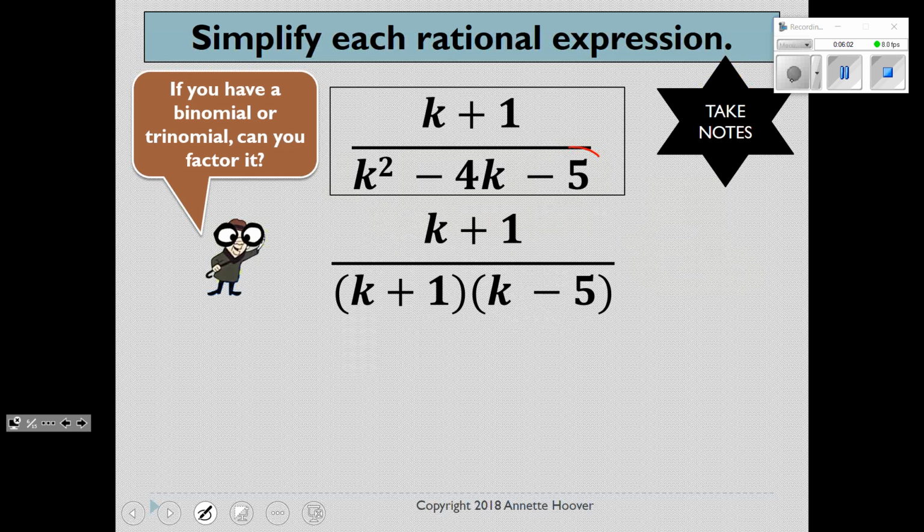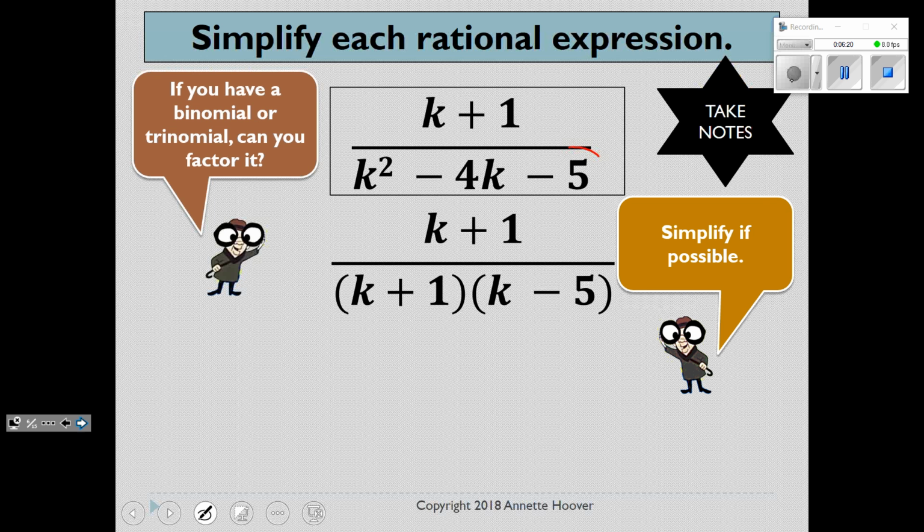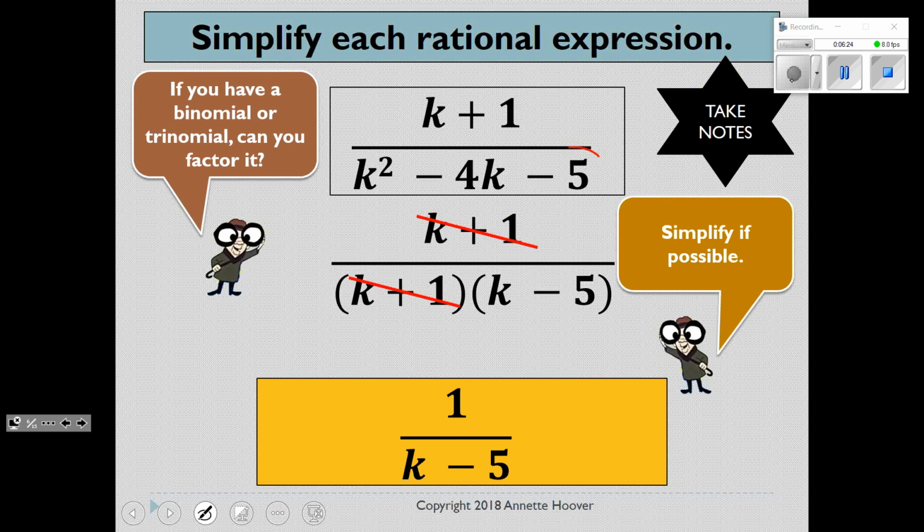So that leaves us with k plus 1 on top, and then on the bottom we factored it to k plus 1, k minus 5. Now on the top we have a binomial. There's no parentheses, but since it stands alone, we understand that it has invisible parentheses around it, so it can cancel out with the binomial on the bottom. What does that leave us? Only a k minus 5 on the bottom, so we put the 1 on the top.